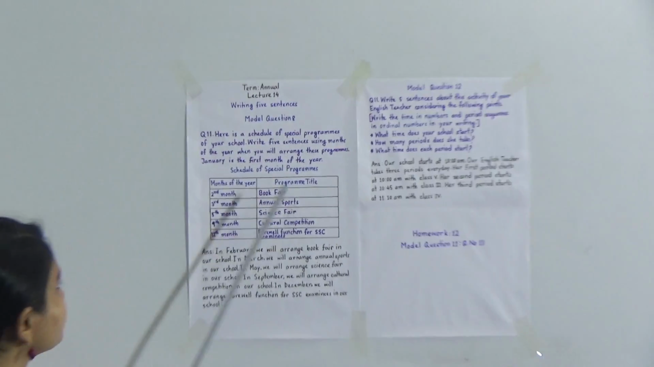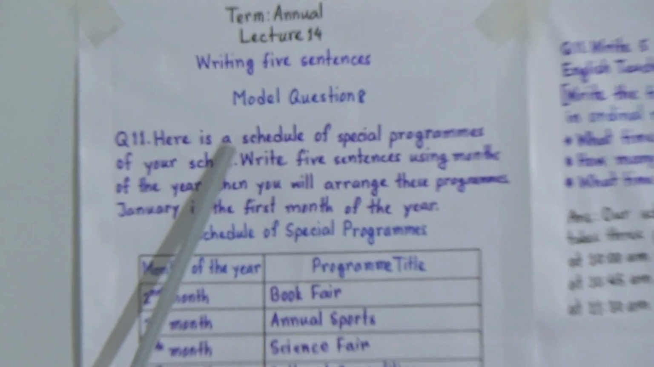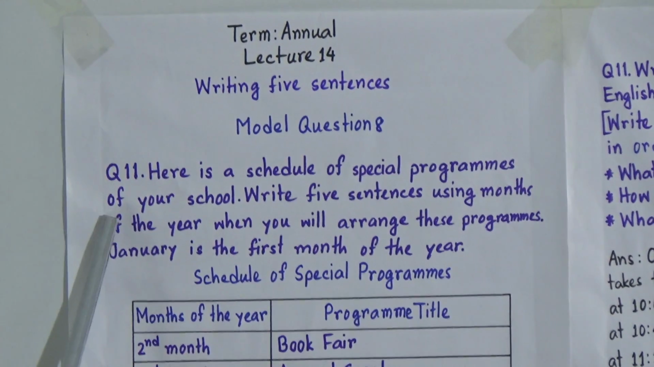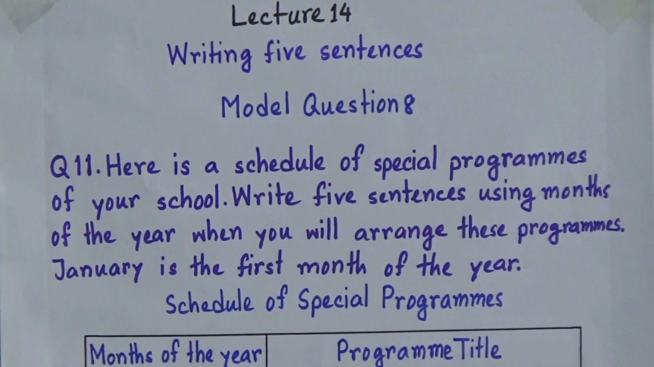Now look, model question 8 and question number is 11. At first we will read this instruction. Here is a schedule of special programs of your school. Write 5 sentences using months of the year when you will arrange these programs. January is the first month of the year. Now, schedule of special programs.